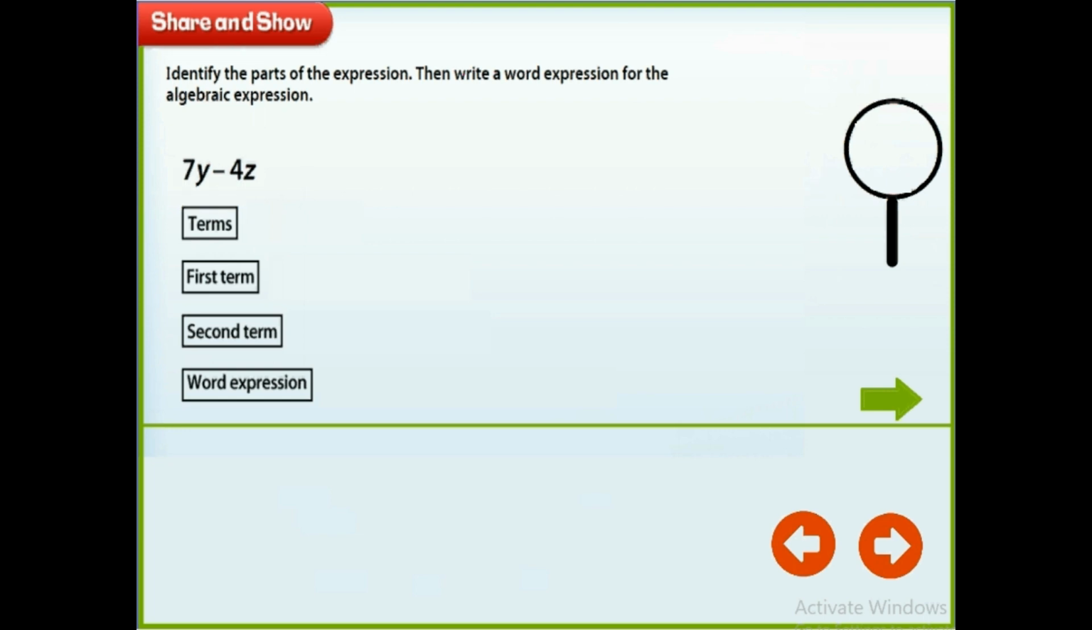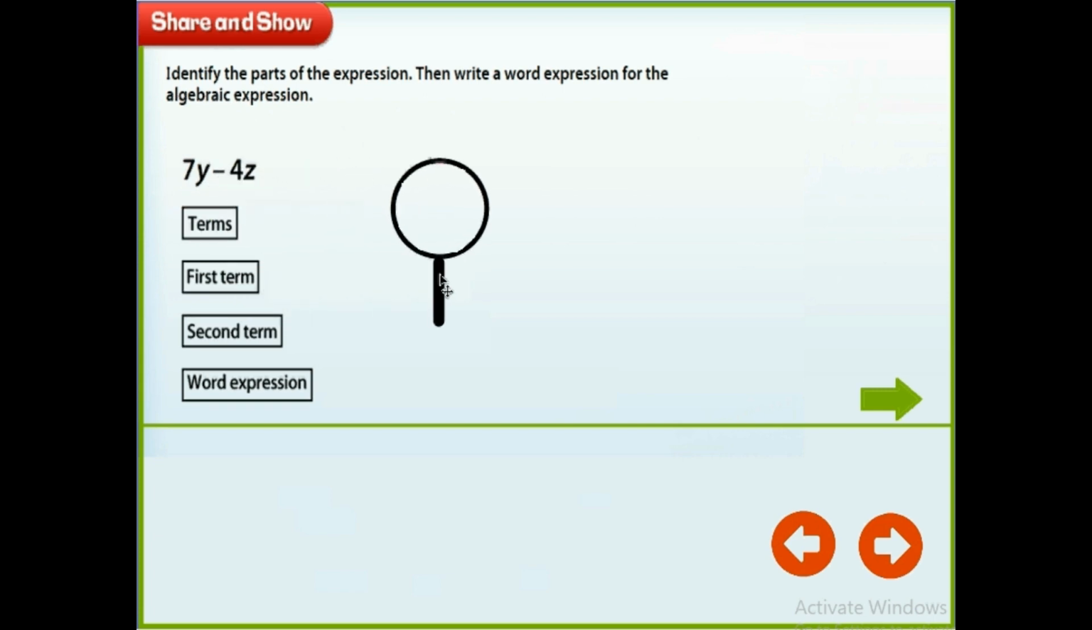Identify the parts of the expression, then write a word expression for the algebraic expression. Let's begin by identifying the parts of the expression. The terms of the expression are 7y and 4z.